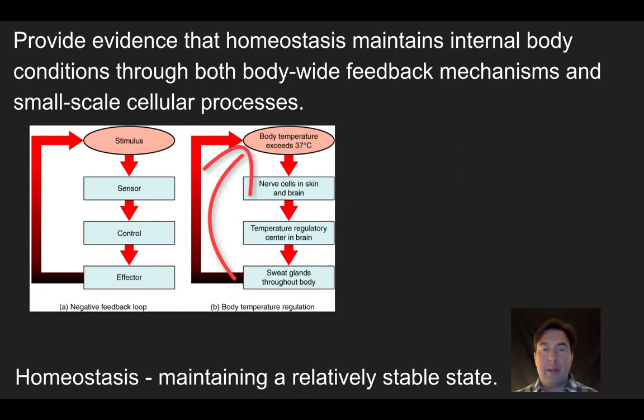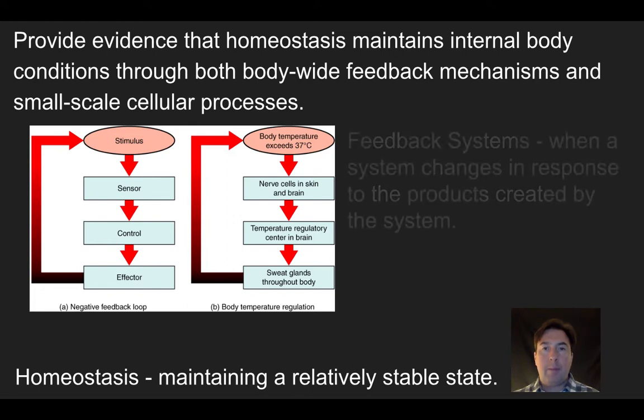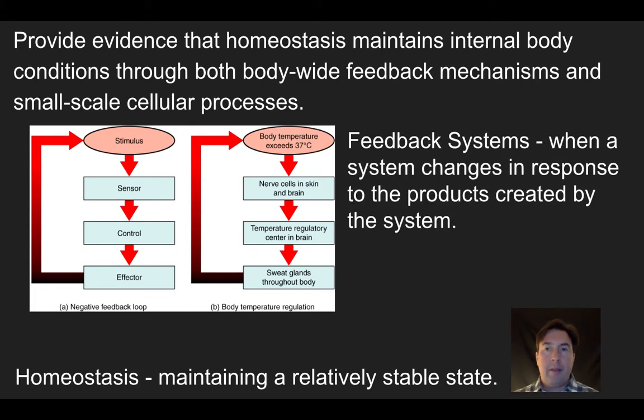We start with the stimulus, we have some sensors, we then go to control, and then as a result, we have some sort of output or effector, in this case that is really important. What we're seeing here is a feedback system, which is when a system changes in response to the products created by the system. In this instance, when you sweat, you create a layer of liquid on your skin that is going to evaporate. That's evaporative cooling, and hopefully that's going to lower your body temperature.